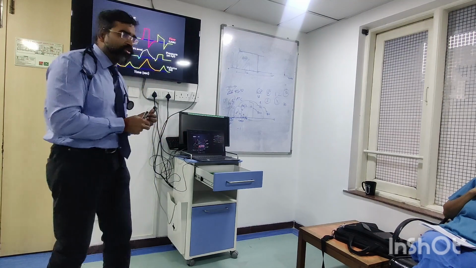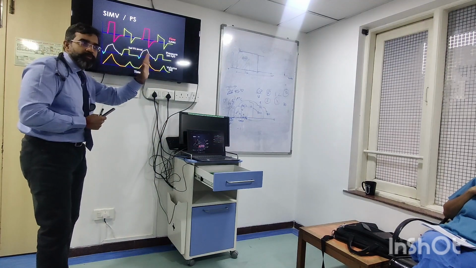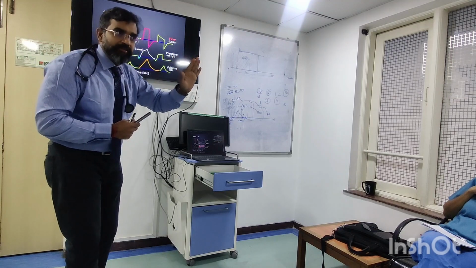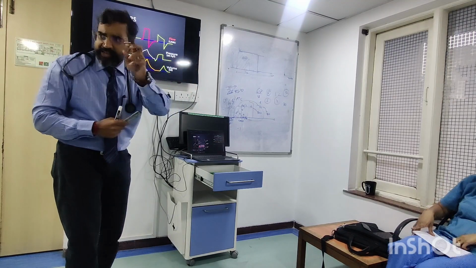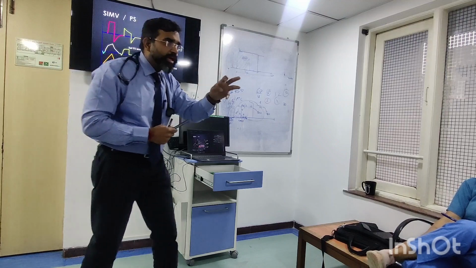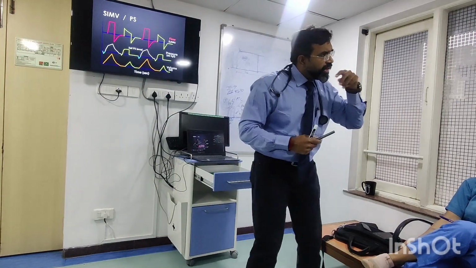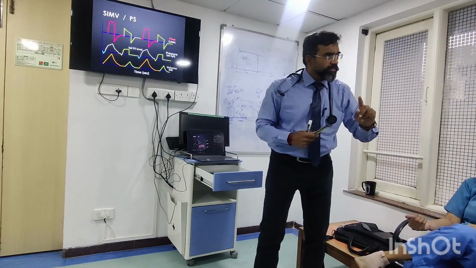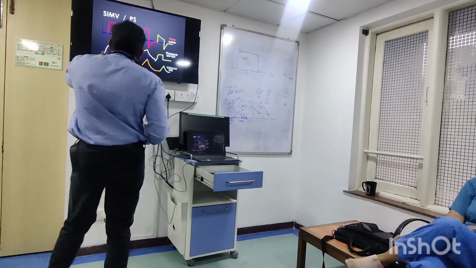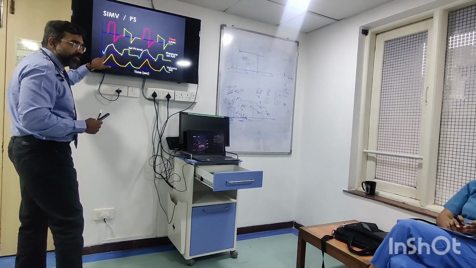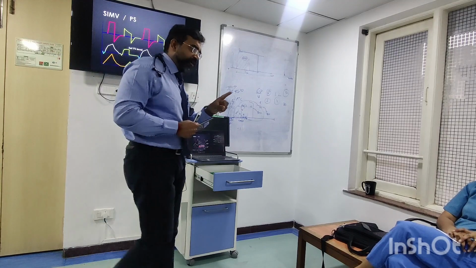Okay, because as I told you, this is for your understanding of how these waveforms are formed. It is not like this on the machine; it is slightly different on the machine. So what you must say? The patient is deciding when to start the breath. That is why this is patient triggered.